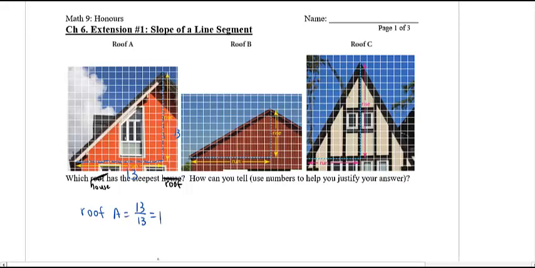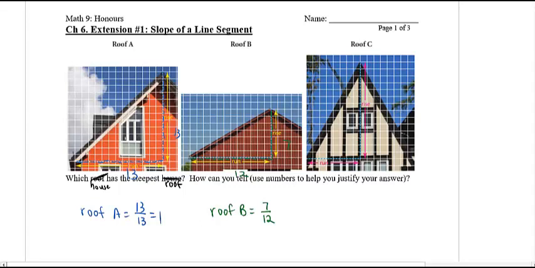Roof B is definitely not the steepest, but how can we tell with numbers? 1, 2, 3, 4, 5, 6, 7, 8, 9, 10, 11, 12. And then 1, 2, 3, 4, 5, 6, 7. Roof B, 7 over 12, right? So this number is definitely less than 1, so that's flatter than roof A.